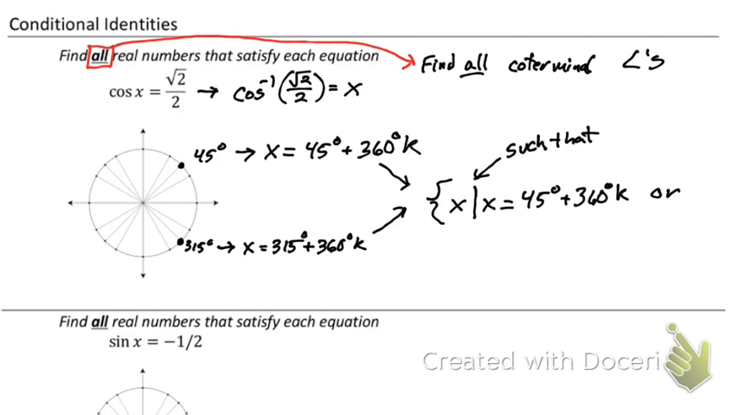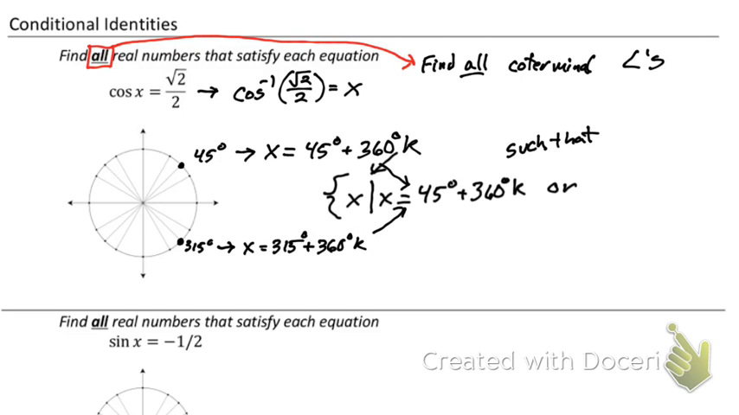or, and this should all be in the same thing, I'm just running out of space. Maybe I'll just slide this over real quick. And then let's erase some of those arrows just so I can fit it all in one line like it's supposed to be. Or x equals 315 plus 360k. Close brace.